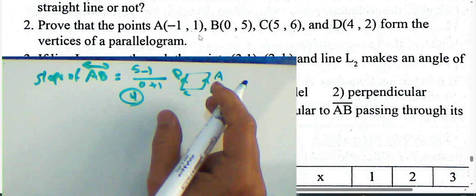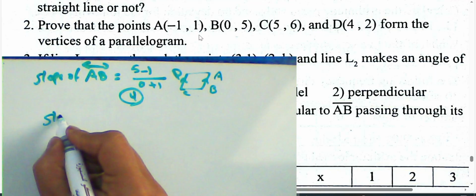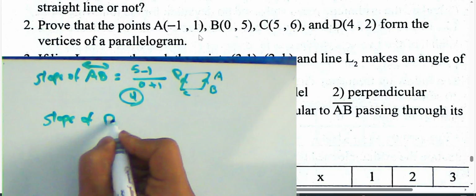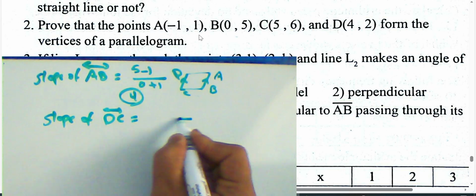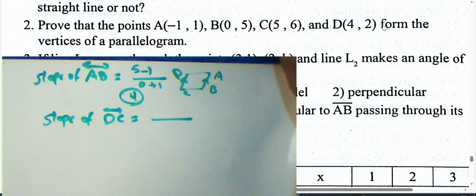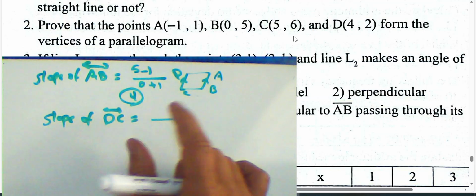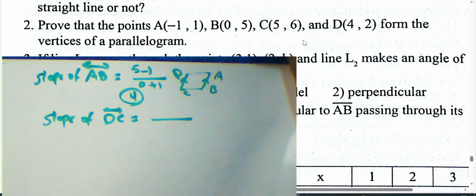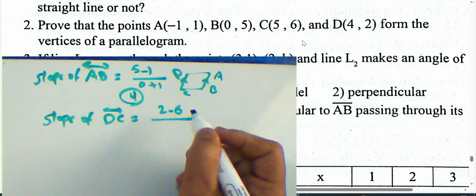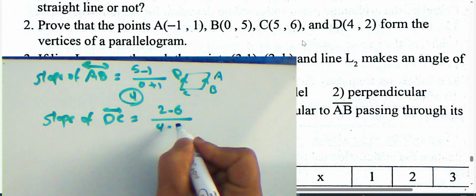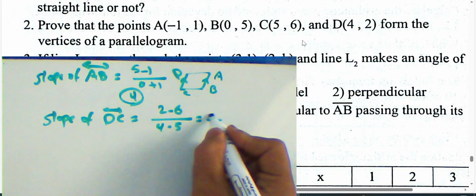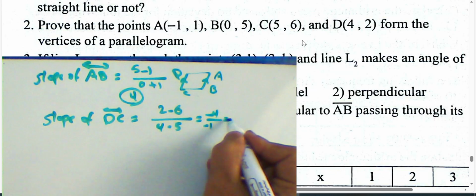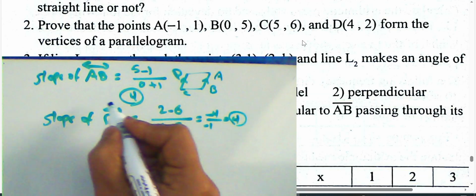Slope of AB and the slope of DC. Look at here, DC, we can write y2 minus y1, 2 minus 6, over 4 minus 5. 2 minus 6 is negative 4 and 4 minus 5 is negative 1, so it is 4. They are equivalent. Then slope 1 equals slope 2.